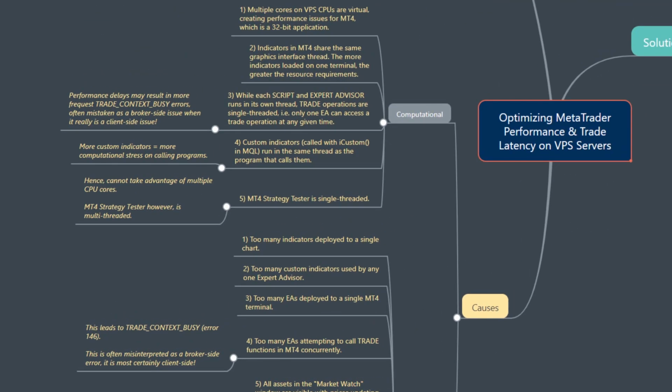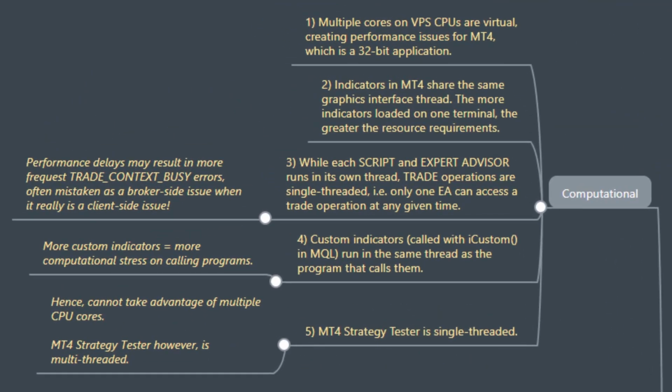Secondly, indicators in MetaTrader 4, and this is another computational thing to remember, share the same graphics interface thread. And the more indicators that you load on a single terminal, the greater the resource requirement for that terminal. So if you just look at these first two issues here, if you've got a 32-bit application running on a multiple virtual core machine, and then you have several indicators loaded per chart and you have multiple charts, then you're presenting your configuration with a lot of problems that you could avoid by making some changes we'll talk about shortly.